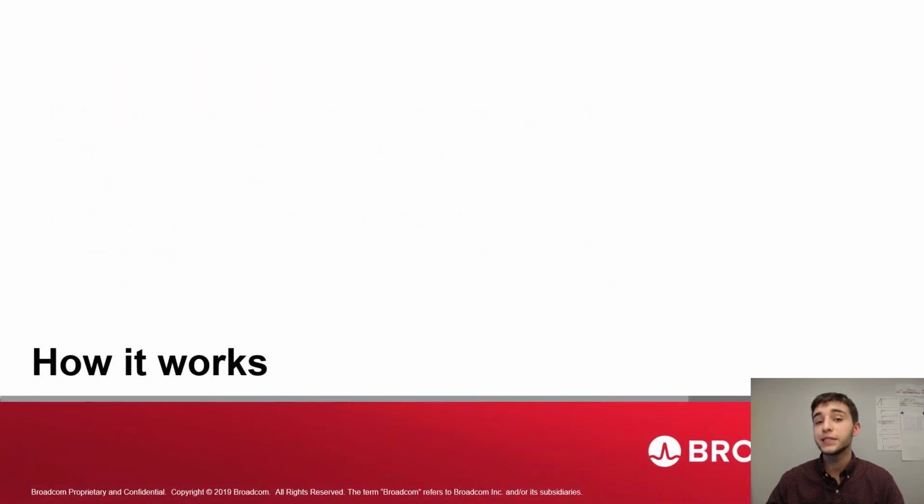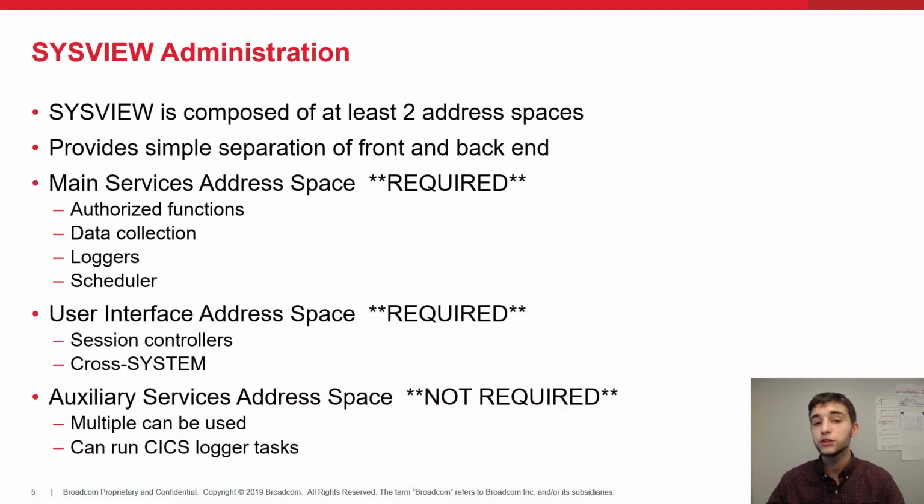Now that we know what SYSVIEW is, we can begin to describe and take a look at how SYSVIEW works. So, to begin with, I will explain the SYSVIEW address spaces. SYSVIEW is composed of at least two address spaces. As we will see, these two address spaces provide a separation of the front and the back end.